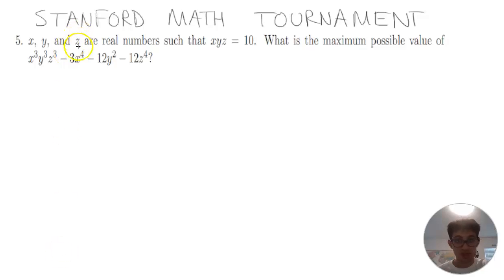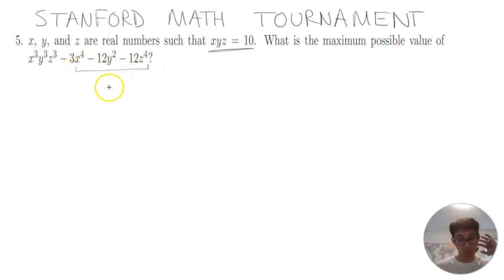Take a look at this question on your screen from the Stanford Math Tournament in 2022, just a few years ago. We're given x, y, and z, real numbers, and their product is 10. We're asked to find the maximum possible value of this expression. It's x cubed, y cubed, z cubed, which isn't too bad to work with, you'll see. And then minus 3, and then this part looks pretty difficult to work with.